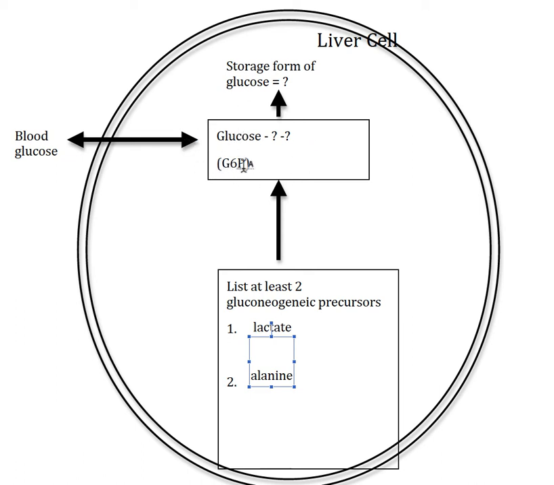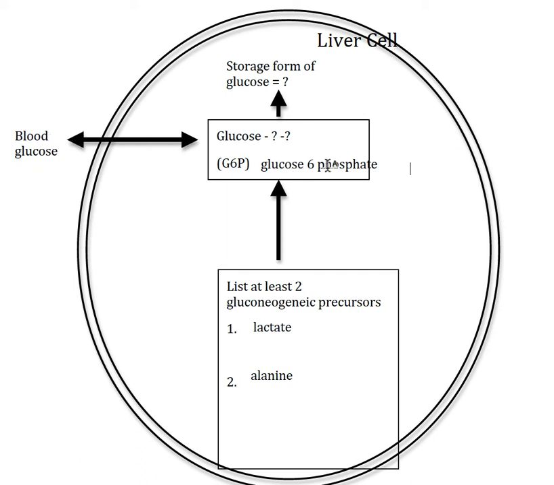And at the top of this, G6P represents glucose 6 phosphate. And if this phosphate leaves that glucose 6 phosphate, that can happen in the liver cell. And in the liver cell, it then can release that as blood glucose over on the left-hand side.